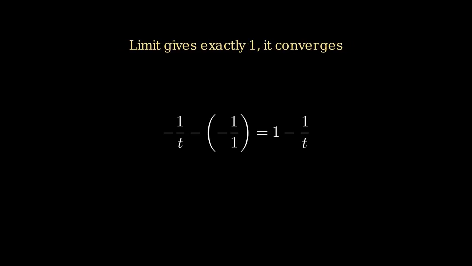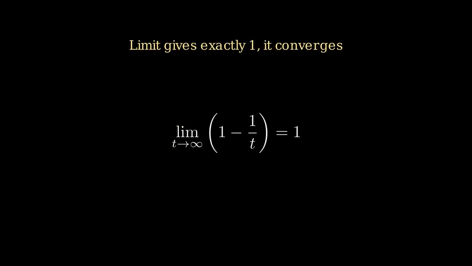Finally, we take the limit as t approaches infinity. As t goes to infinity, 1 divided by t goes to 0. So we're left with 1 minus 0, which equals 1. Since this limit is a finite number, the integral converges, and it converges to exactly 1.